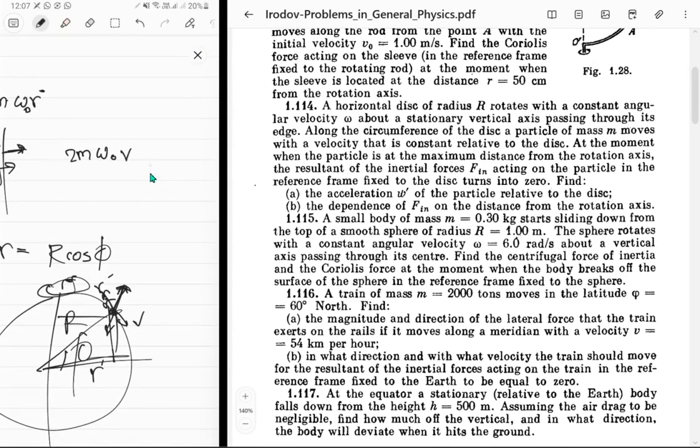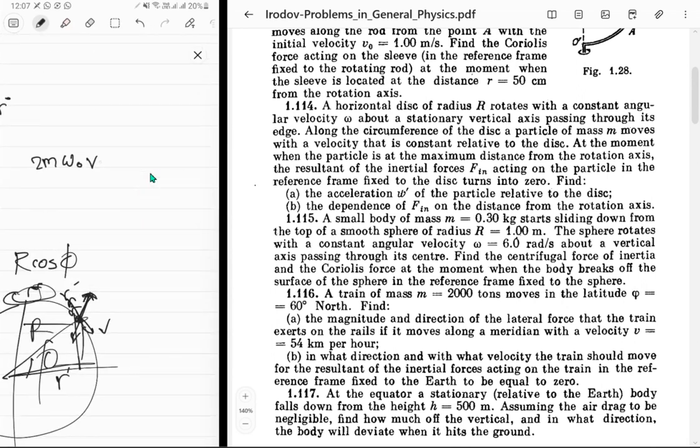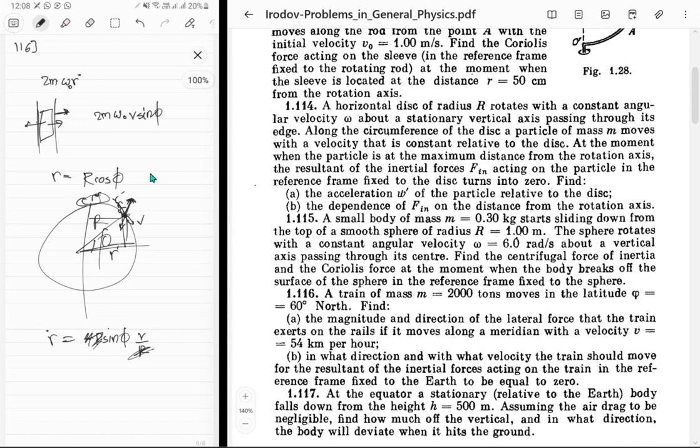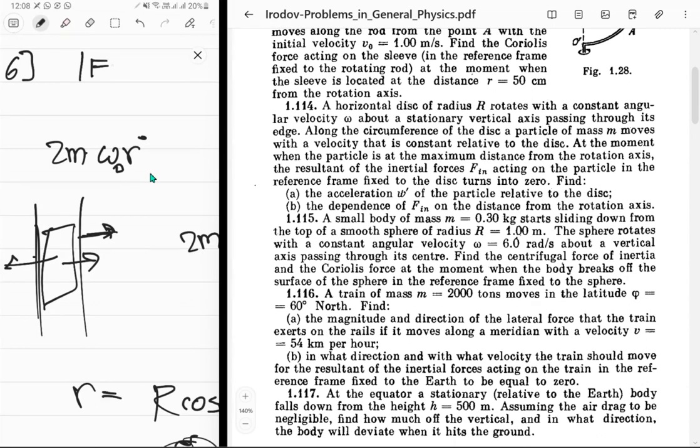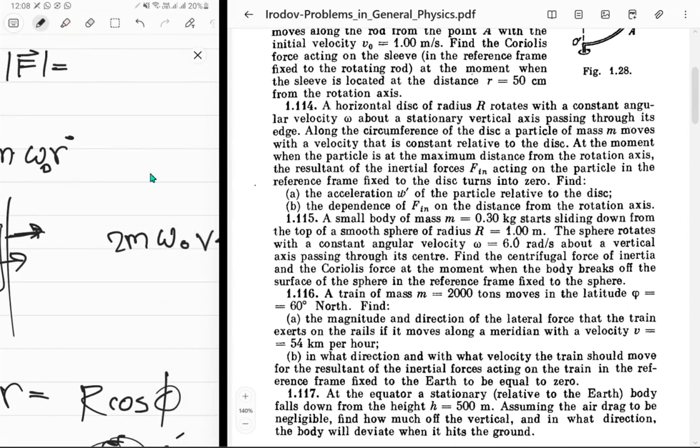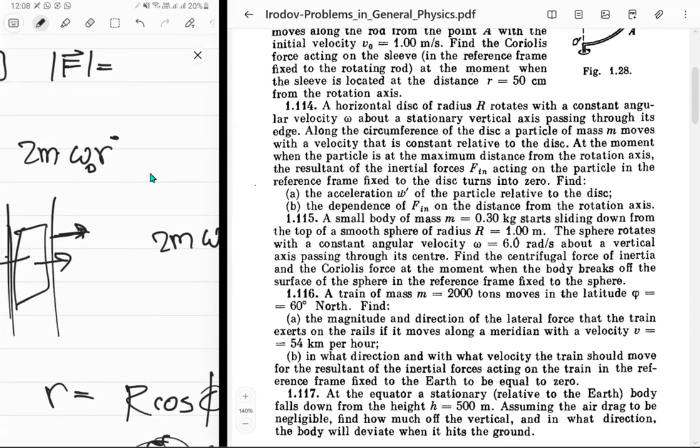Yes. Then you got v sin phi. That should do it. So 116, you got the magnitude of the lateral force. That is, or you know what? I'm just going to put force as it is.